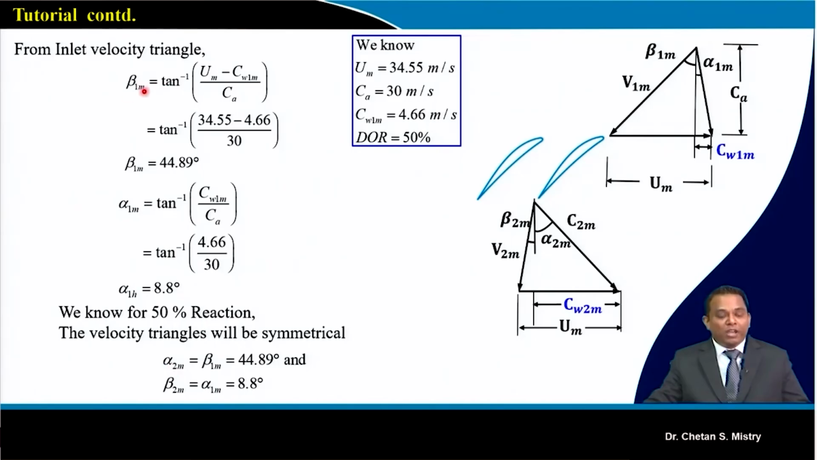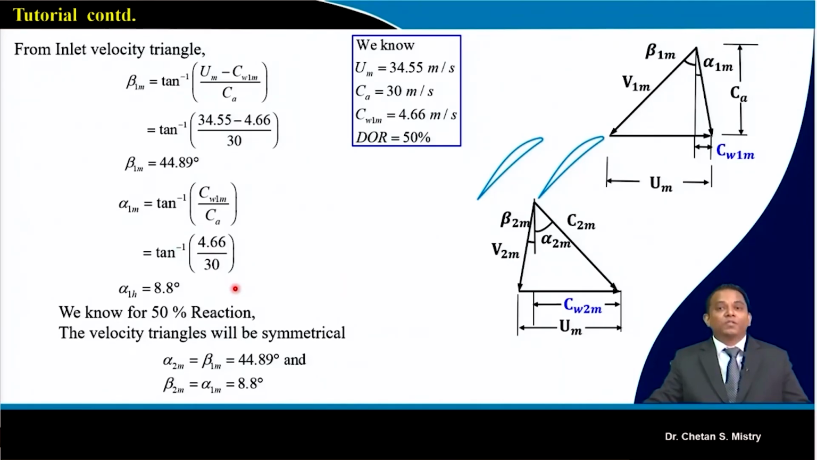So here, this is my beta 1. So beta 1 is what we are calculating. Just look here at the mid station: my CW1 is coming positive, so that is on the other side. You can see my alpha 1 is coming positive. It is coming 8.8 degree.